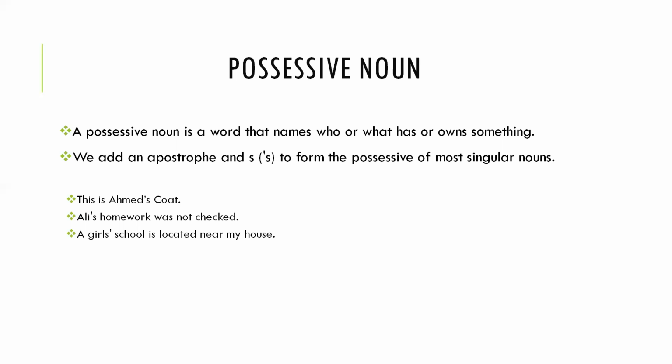Ali's homework was not checked. Ali का काम चेक नहीं है. A girl's school is located near my house. लड़की का स्कूल मेरे घर के करीब है. So this is का. Possessiveness is apostrophe s, means showing the ownership of something, ownership of an action, ownership of a place. So this is for the possessive noun. Simply in possessive noun we use apostrophe s to show the ownership.